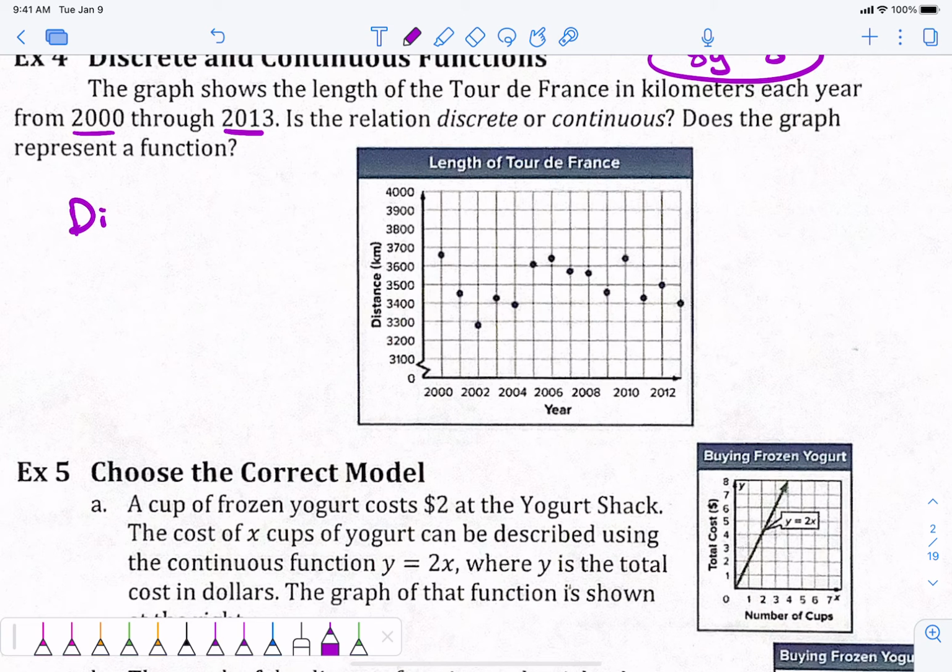Discrete, right? Because they can tell me the actual length for each one of the years. It is a discrete amount. It is a countable amount, right? Does the graph represent a function? How do you decide?